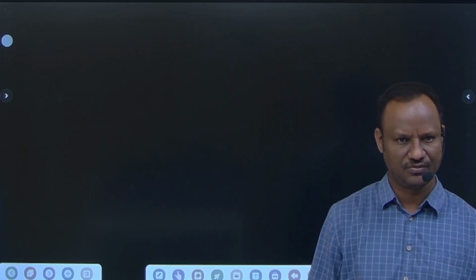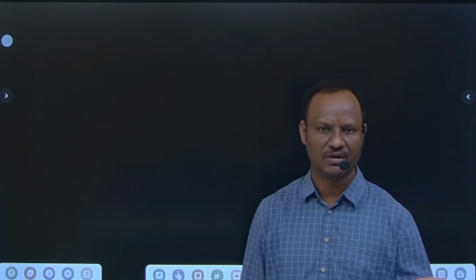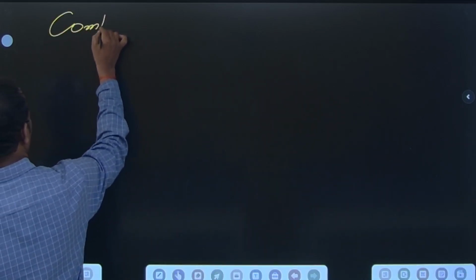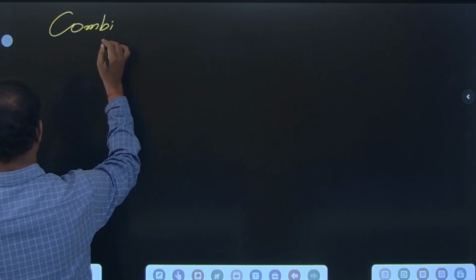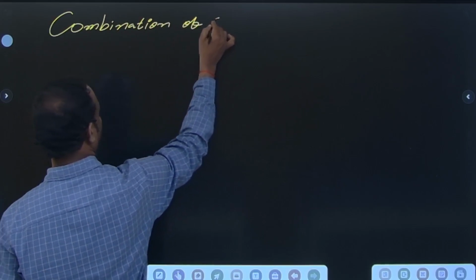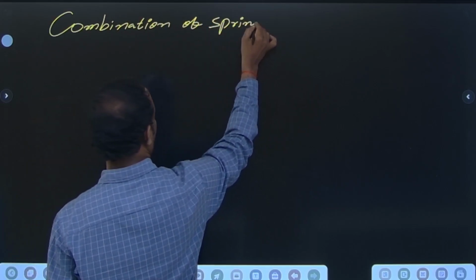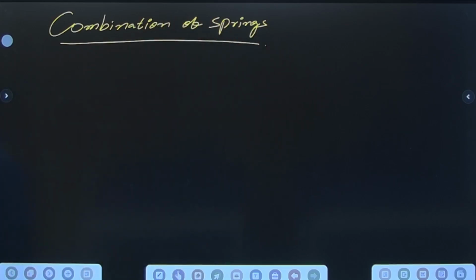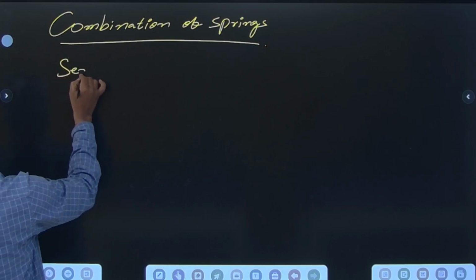Combination of springs. How are the springs connected? First one is series. Next one is parallel. Okay. Next, the most important and very important concept is the combination of springs. So in the combination of springs, first, when I'm talking about this, it's a series combination.